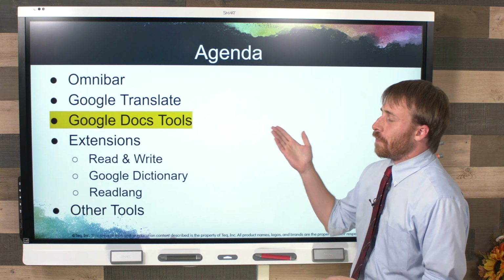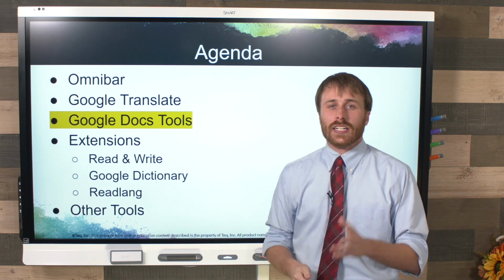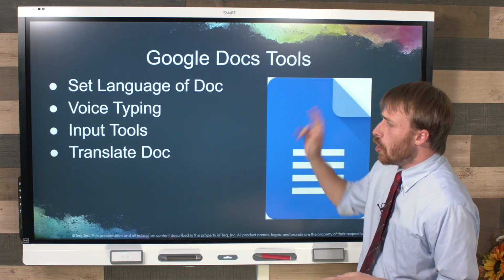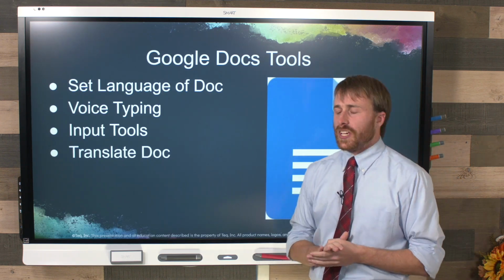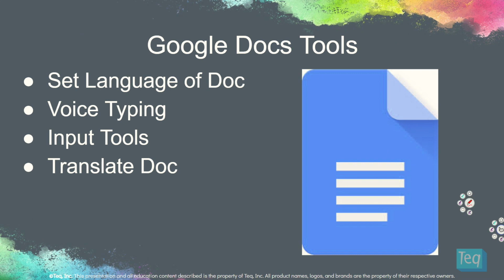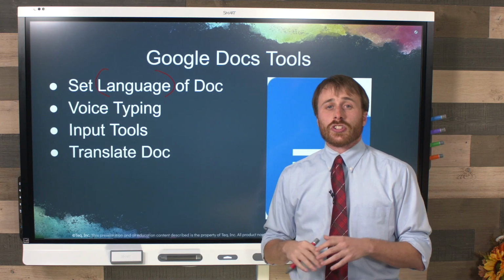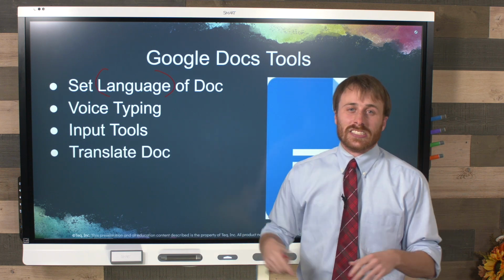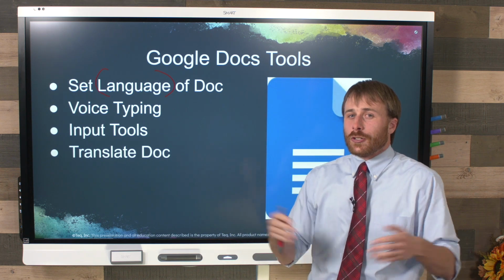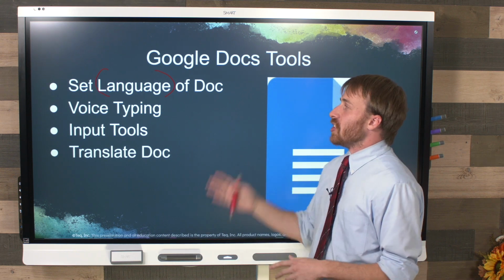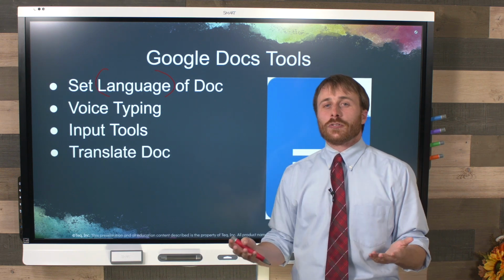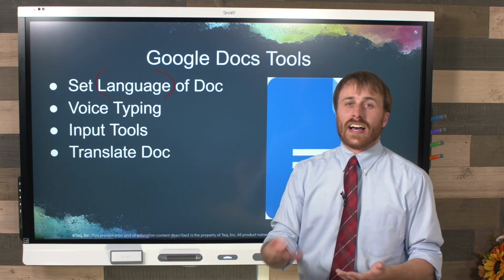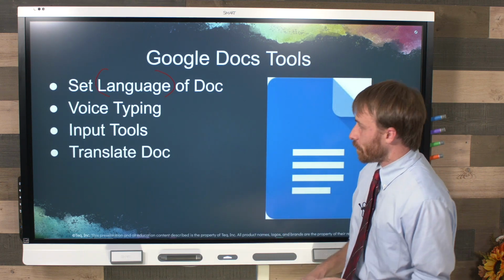We're going to take a look now at a few tools built into Google Docs to help our students. So within Google Docs, there are a few things that we can do. We can set the language of the document. Let's say your student is a native Spanish speaker and they're typing their assignments in Spanish, but they're constantly frustrated by seeing all those red squiggly lines underneath all their words. They know it's right, they're just typing in Spanish, not English. When we set the language of the document, they can type in their native language and it'll pick up the grammar of that language. No more red squiggly lines.